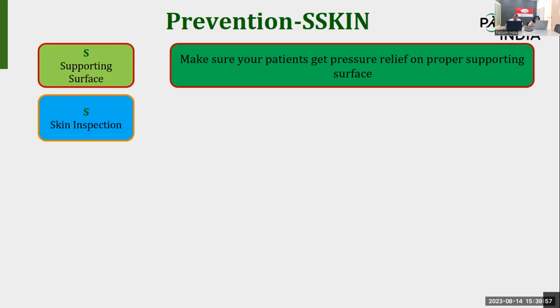Then skin inspection. Why is skin inspection important? Please respond. Why is skin inspection important? To find out ulcer prone skin. Okay, Jyoti, thank you for responding. That's right, to find out the ulcer prone skin. Then to see any kind of stages of wound skin. Okay, very good.